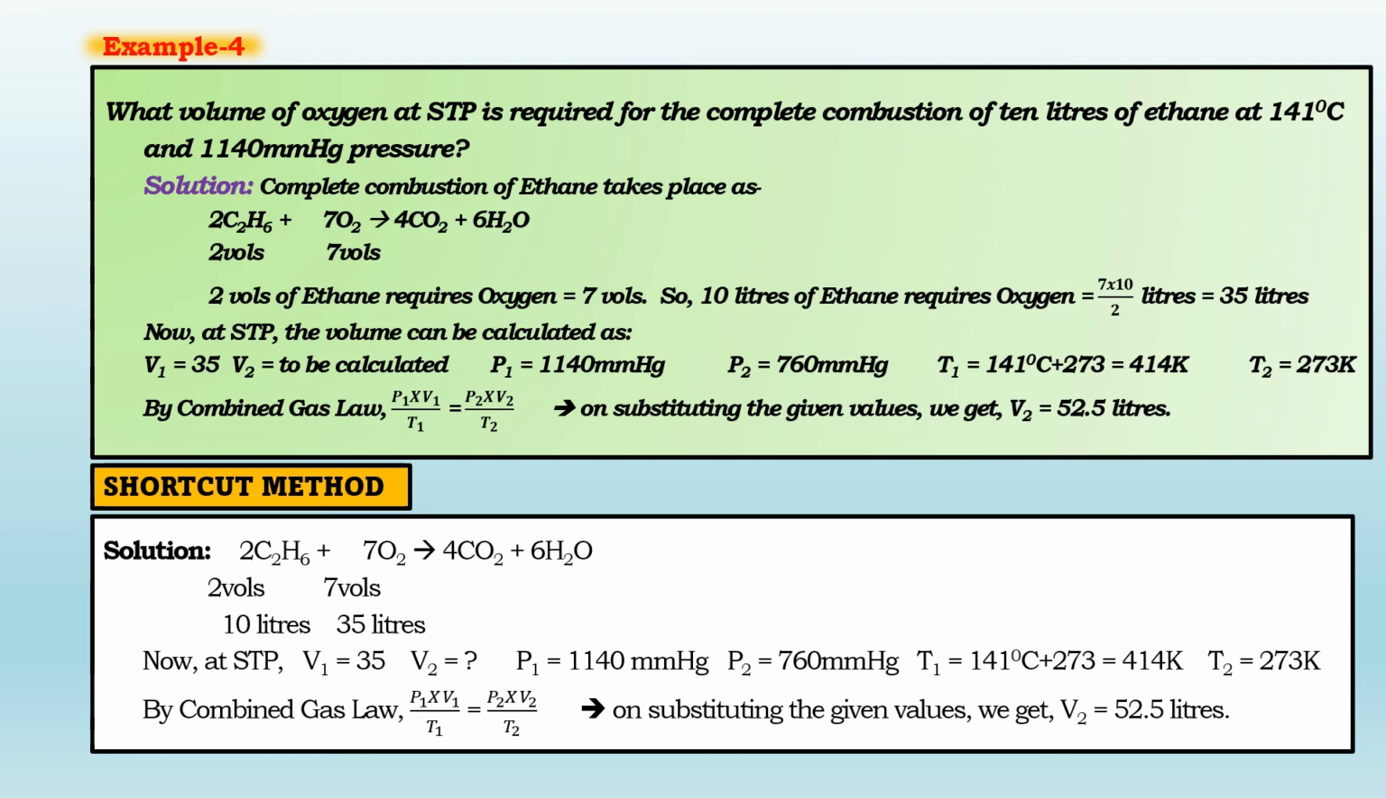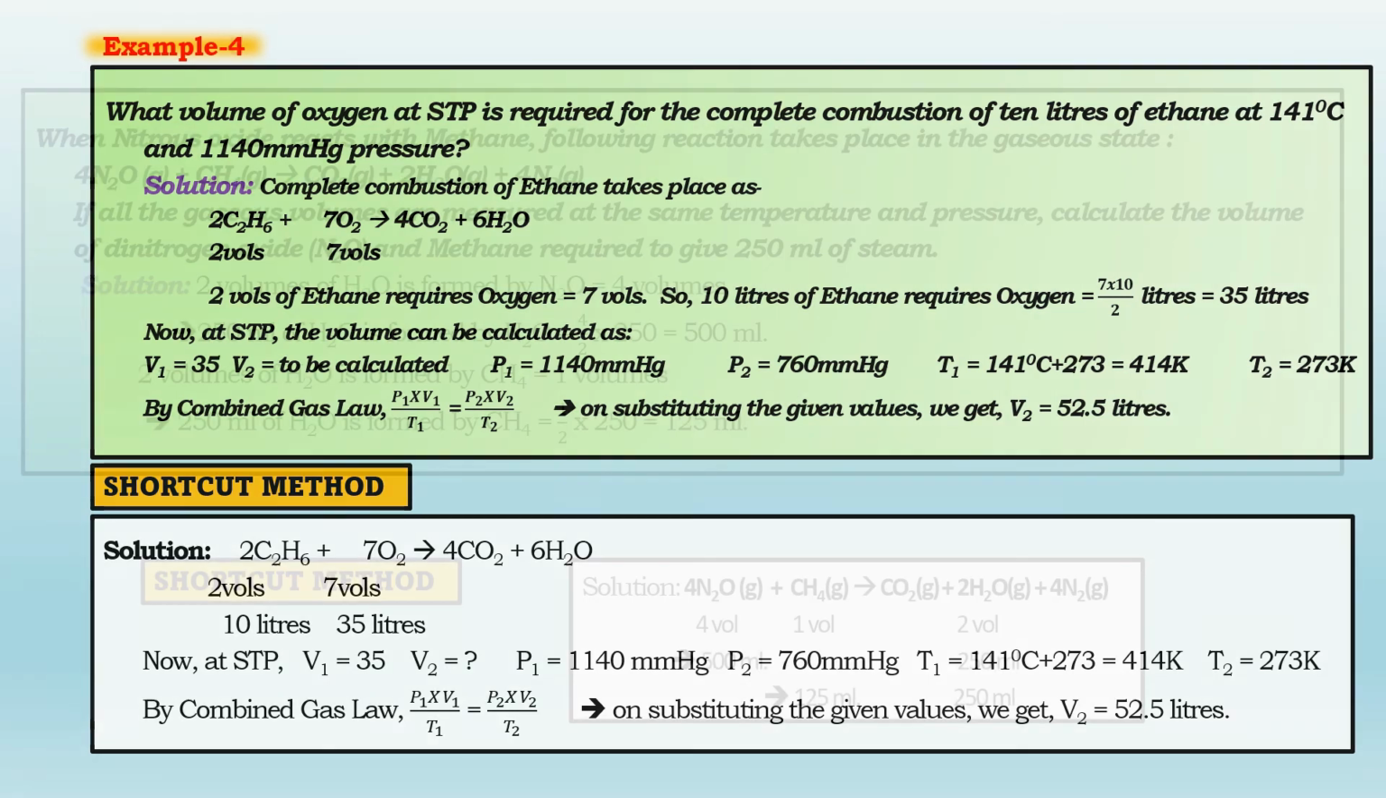Now at STP the volume can be calculated as V1 is equal to 35 liters, that we got. V2 has to be calculated. P1 is equal to 1140 and P2 is equal to 760, and T1 is equal to 141 degrees centigrade given plus 273, that is equal to 414 Kelvin, and T2 is equal to 273 Kelvin. Now why? Because we have to calculate the volume of oxygen at STP. By combined gas law, P1 V1 by T1 is equal to P2 V2 by T2. On substituting the given values, we get V2 is equal to 52.5 liters.